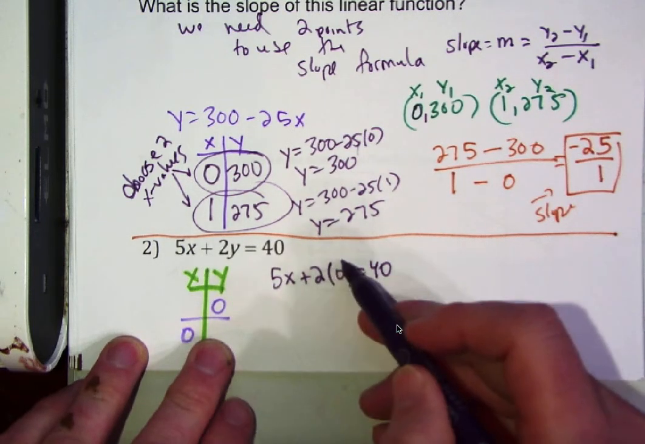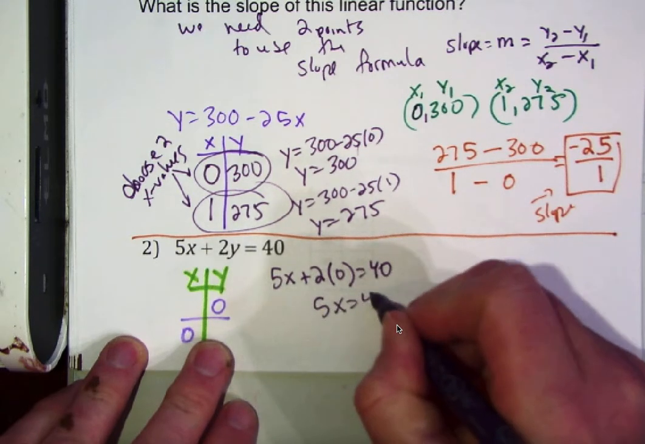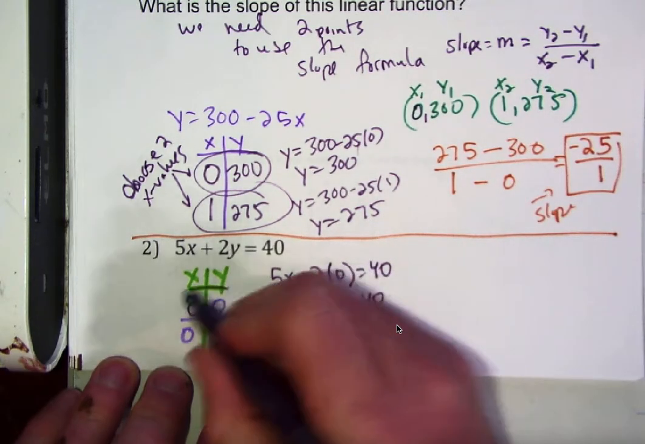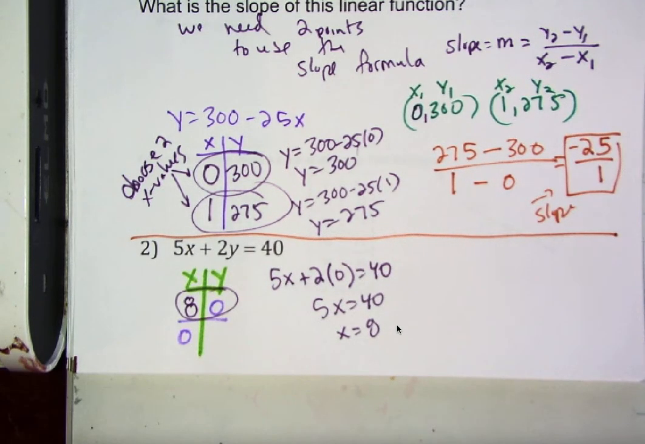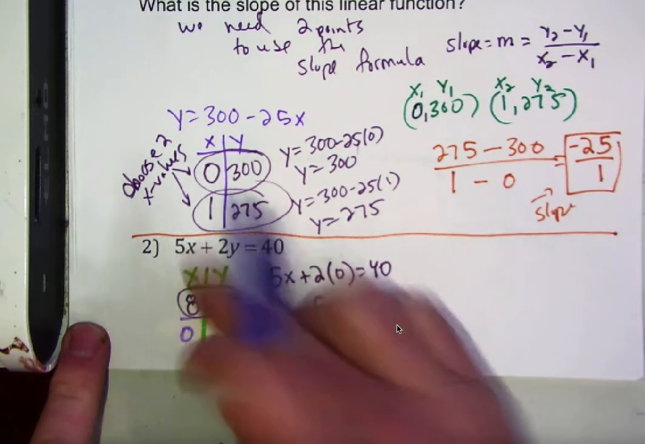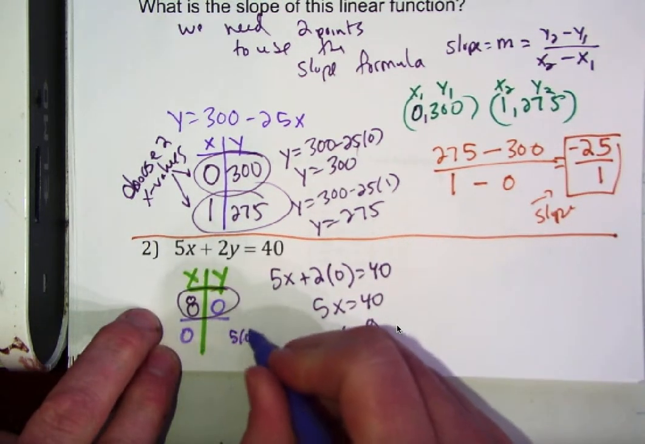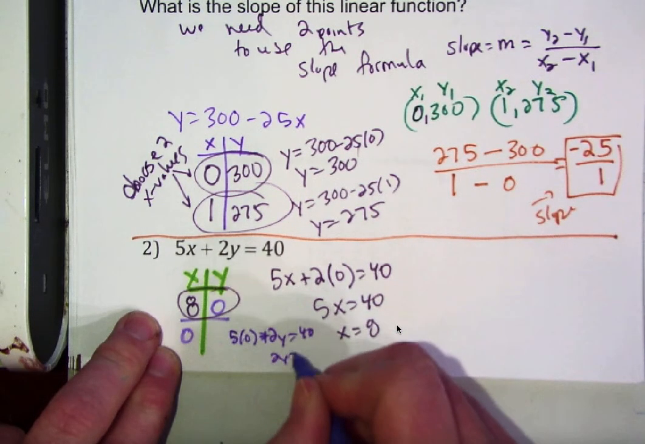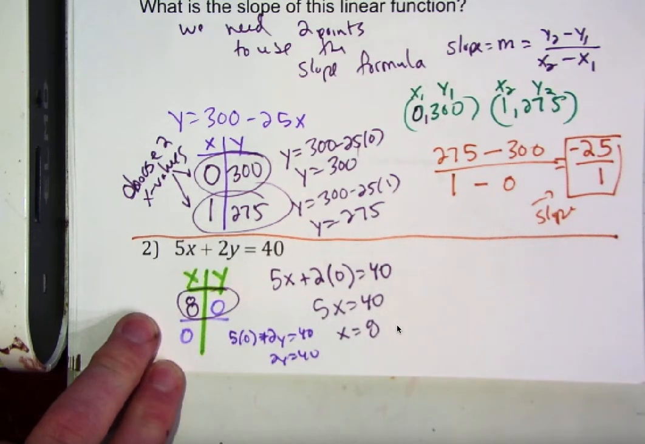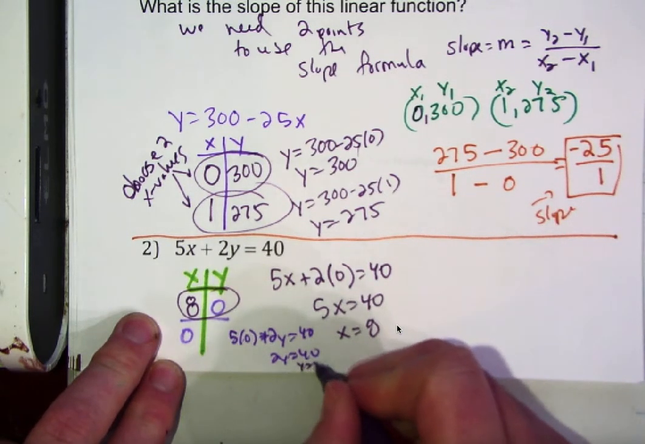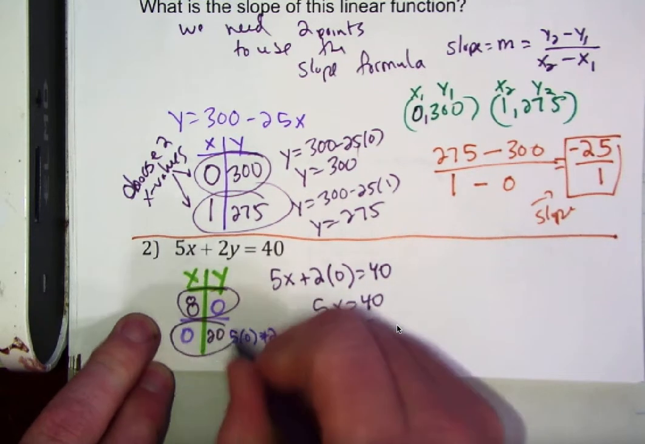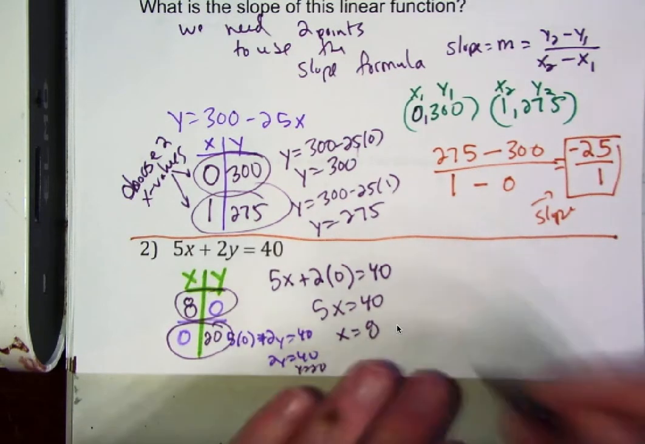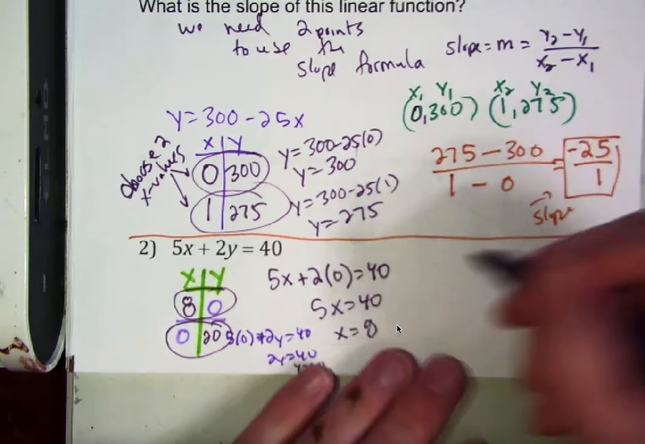So we'll put 0 in for y. And that will tell us that our x-intercept is 8. So we got one ordered pair. Now we'll put 0 in for x. And we find that y is 20. So we have our y-intercept. Okay. Now we have 2 points. We can find the slope.